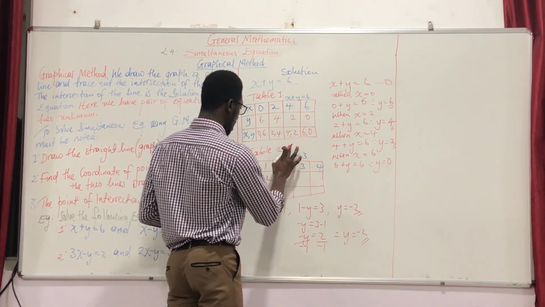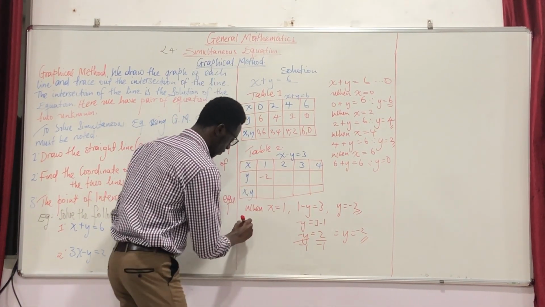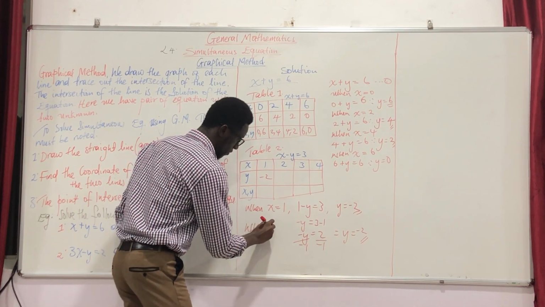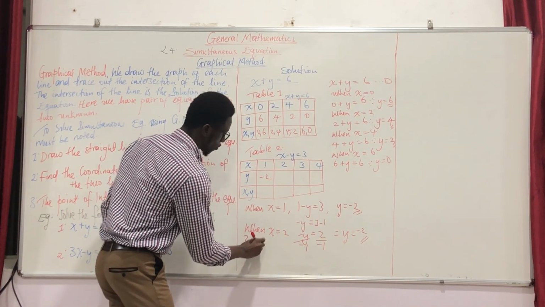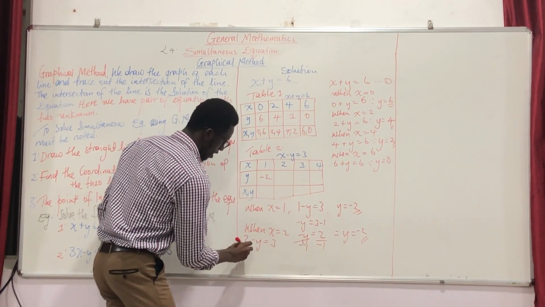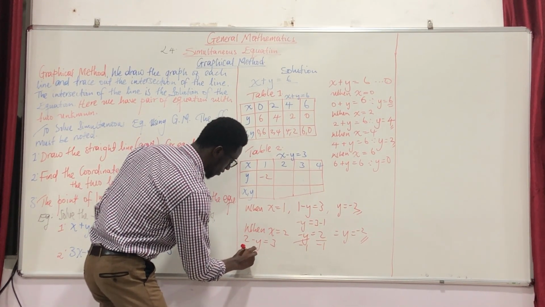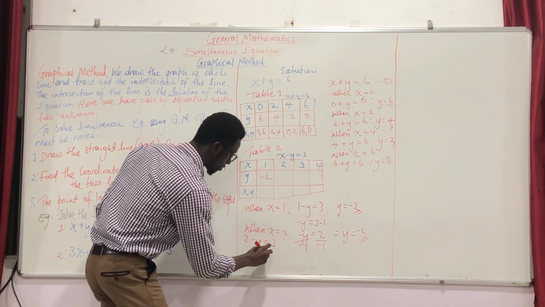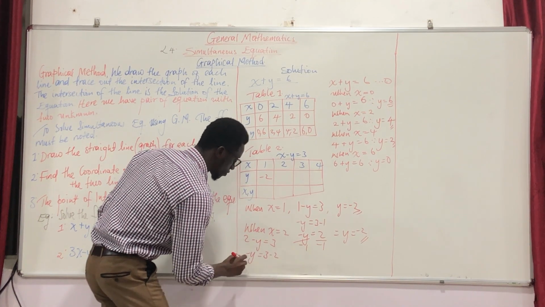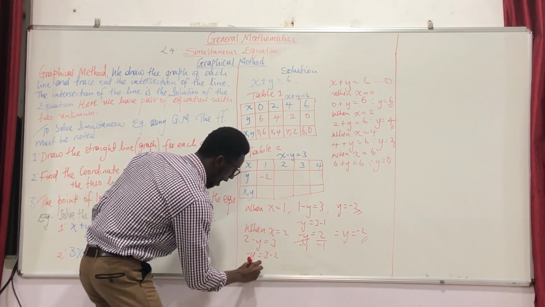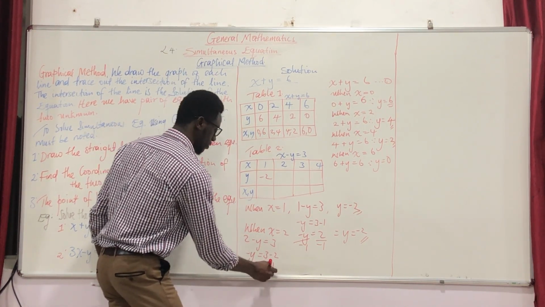When x equals 2, we say 2 minus y equals 3. We use the same method: minus y equals 3 minus 2, so that you will not see it out. So y equals minus 1, because 3 minus 2 is 1, then we divide both sides by minus 1.